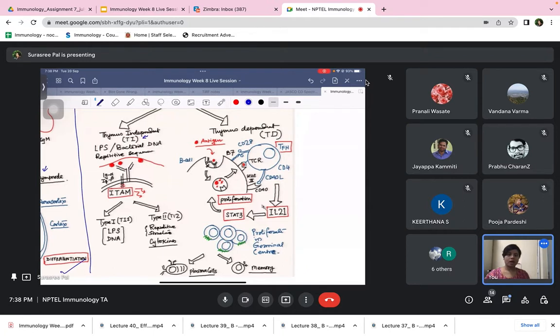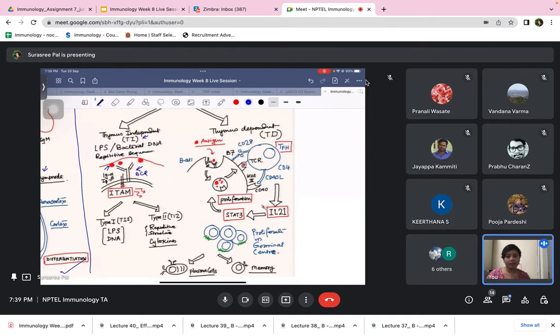Here what happens, the pathogens, suppose bacteria or any other microorganism, have on the cell surface several antigens present, which can be recognized by the B cell receptors. So the B cell receptor, this is the B cell receptor, the immunoglobulin molecule, directly binds to the antigens which are present on the surface of the pathogens.